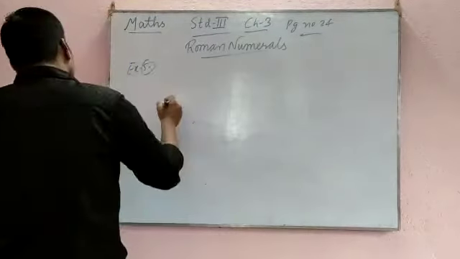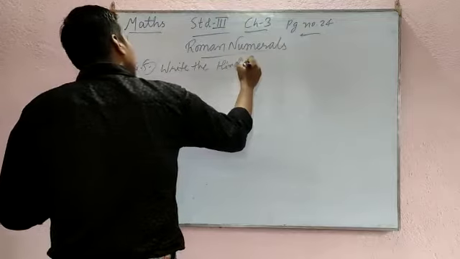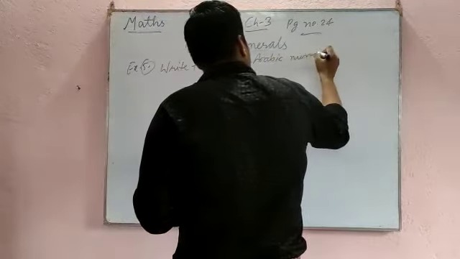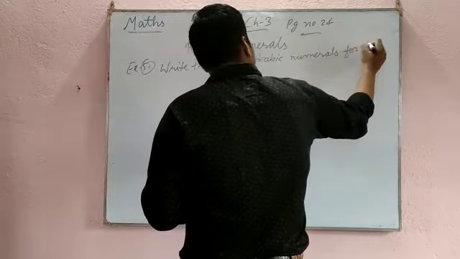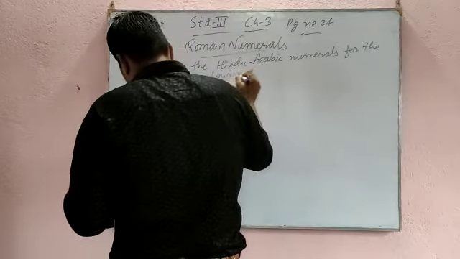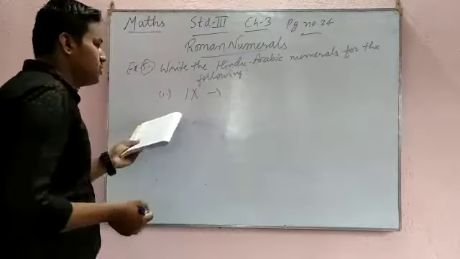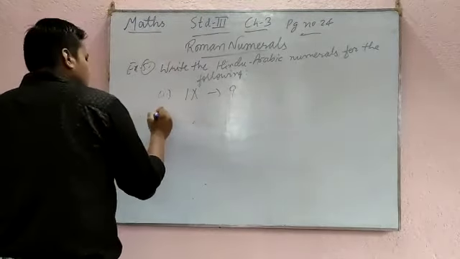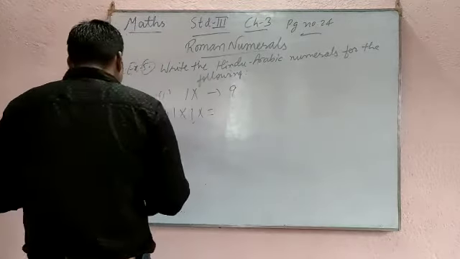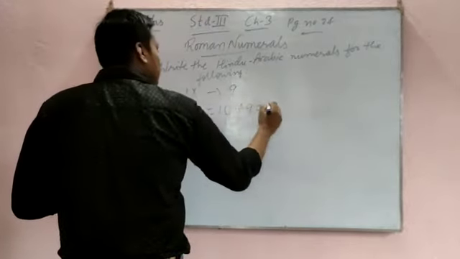So write the following. Write the Hindu-Arabic numerals for the following. So see, first is 9. Write 9. Few more examples. See. So this is what? 10. This is what? 9. So 10 plus 9, 19.